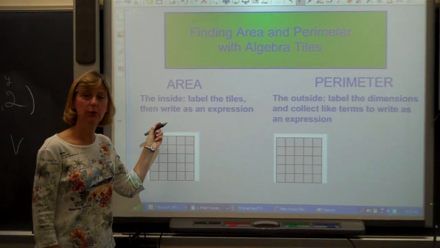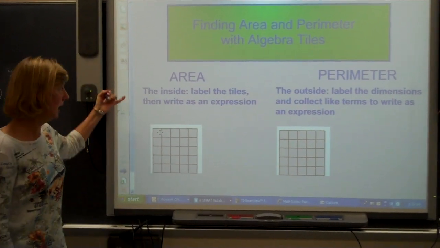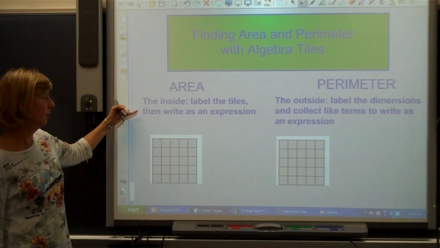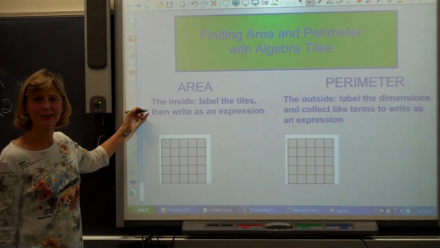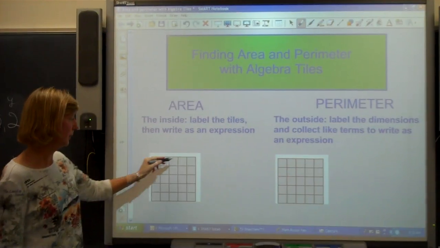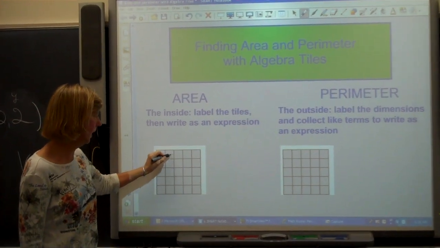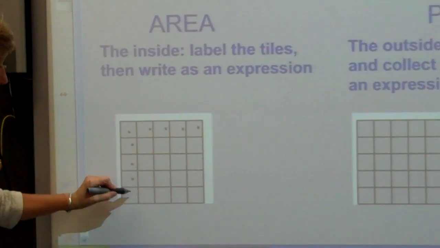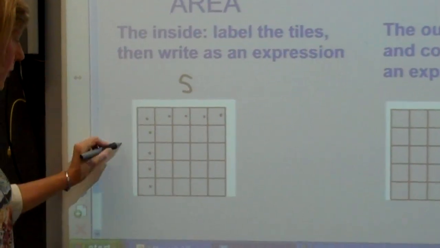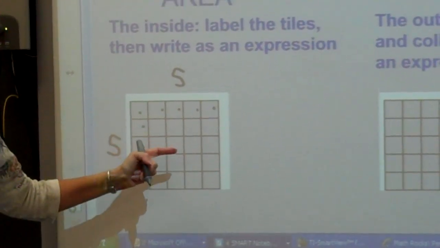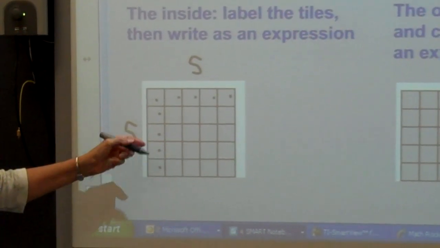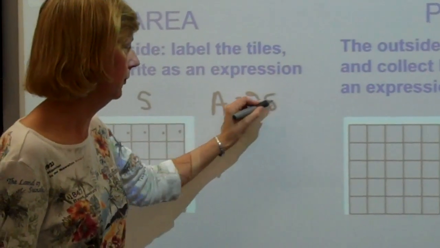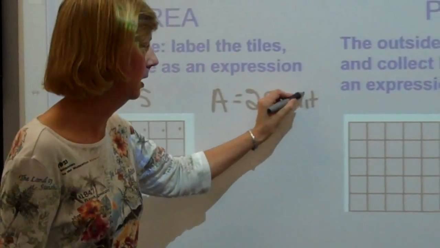First thing we should probably do is go over the definitions. Area, remember, is the inside. So you're going to label the tiles and write it as an expression. What does that mean? Well, if I count the tiles inside, I have 1, 2, 3, 4, 5 that way, and 1, 2, 3, 4, 5 this way. So this is a 5 by 5, which is going to give me 25 tiles on the inside. So I would say the area is equal to 25 units.